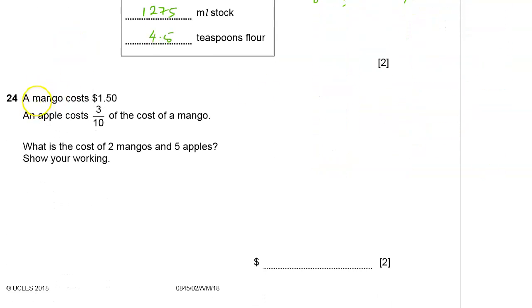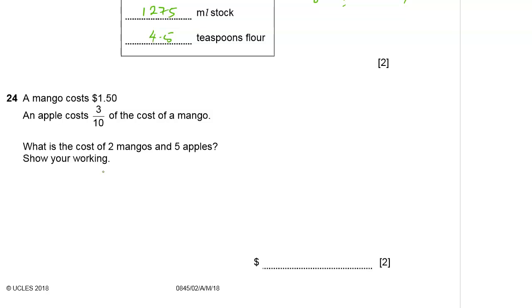Question number 24. A mango costs $1.5. An apple costs 3/10 of the cost of a mango. What is the cost of 2 mangoes and 5 apples? Show your working.